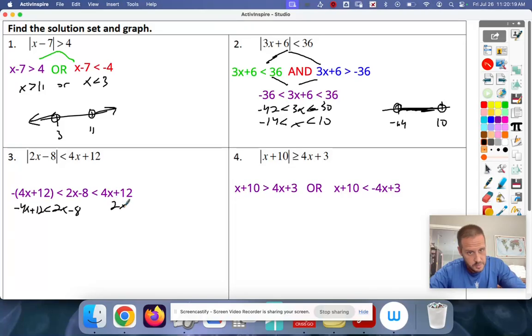This becomes 2x minus 8 less than 4x plus 12. And then we also need a negative 4x, and a minus 12: minus 12 less than 4x plus 12. If I add 4x and subtract 12, we get negative 8, or positive 8x is greater than negative 24, and we get x is greater than negative 3. Here we get 2x greater than negative 20. We get x is greater than negative 10.